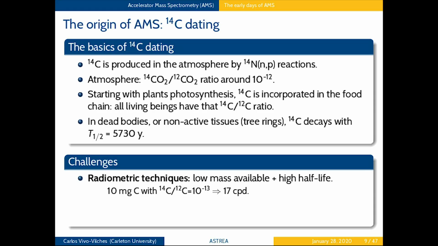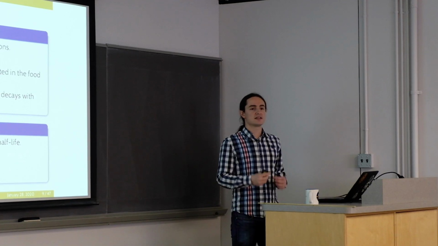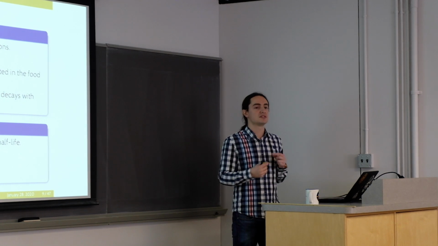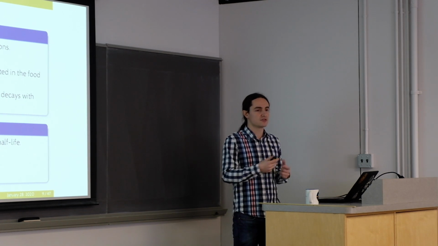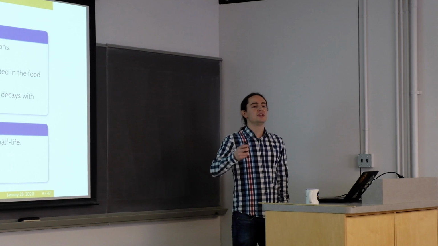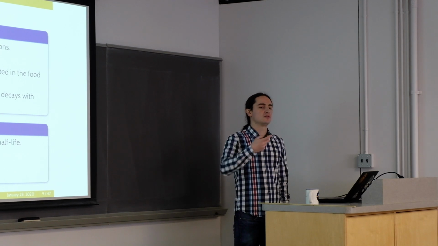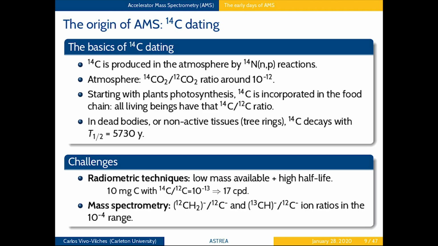The main problem was that they always needed a huge mass of sample in order to measure this radionuclide, which has a very long half-life of about 5,000 years. It's so typical, for example, at archaeological sites to find just little pieces of bone where you can use just milligrams of carbon, and then you would need either high masses or long measuring times.